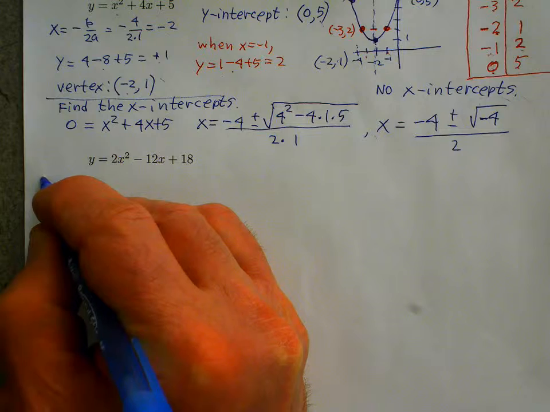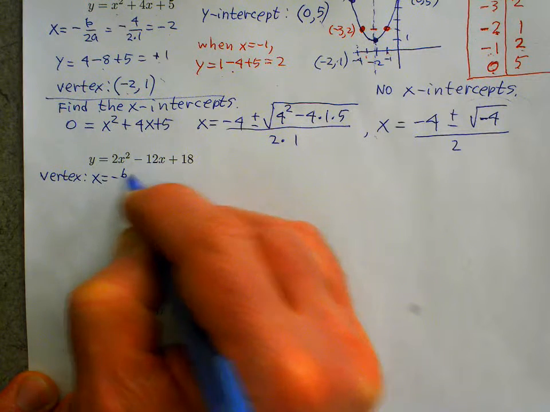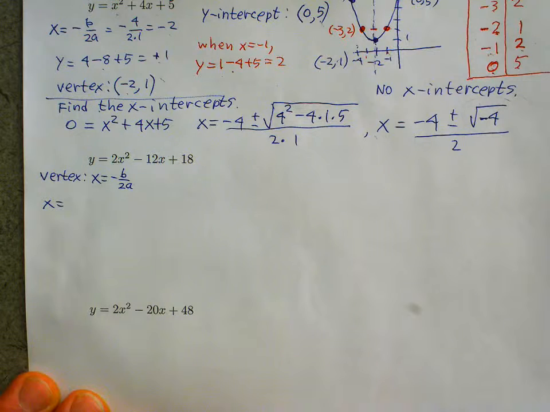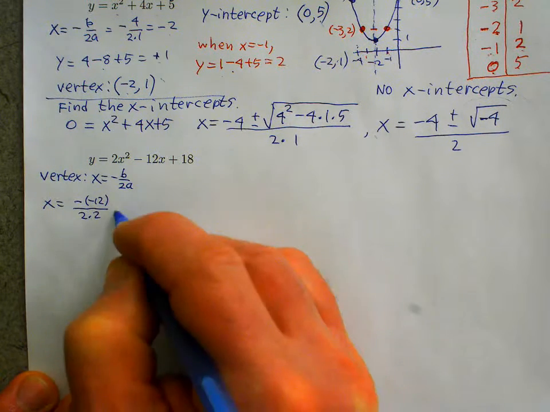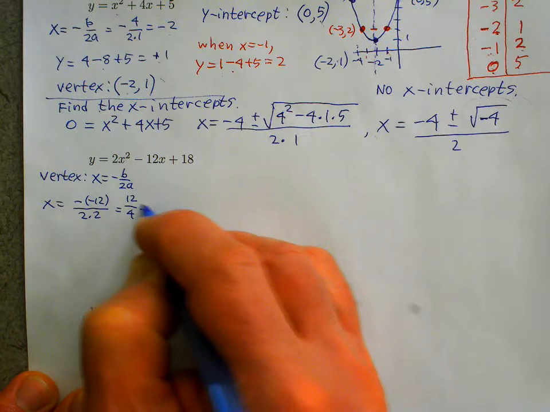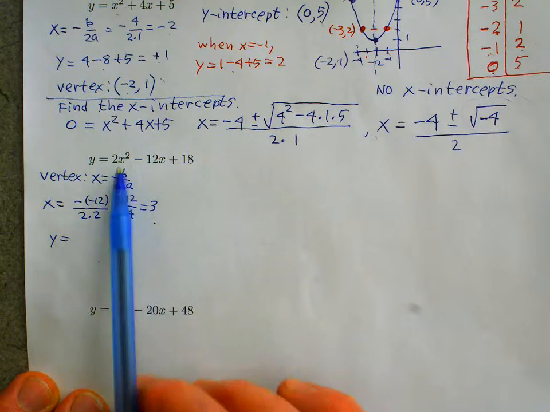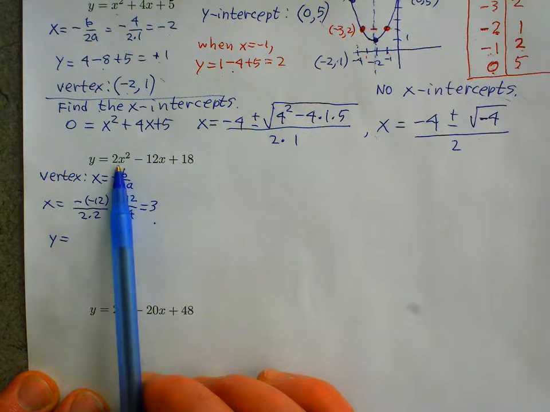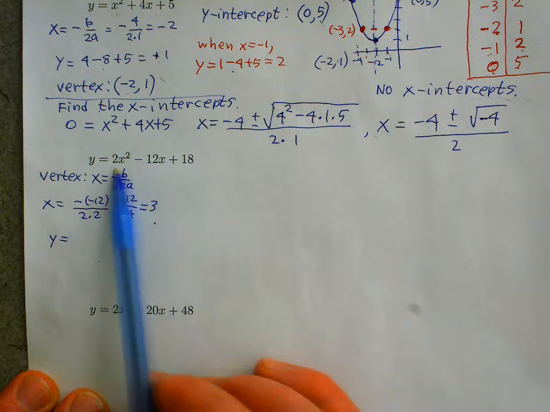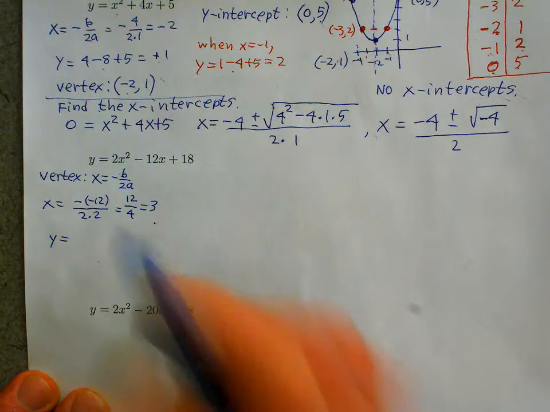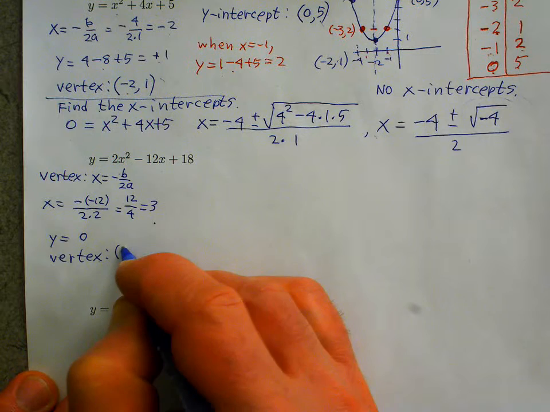Well, let's find the vertex first. The x-coordinate is -b over 2a. So the negative of -12 over 2 times 2, or 12 divided by 4, is 3. And then for the y-coordinate of the vertex, replace x with 3. So 2 times 3 squared is 18, minus 12 times 3 is 18 minus 36, which is -18, and -18 plus 18 is 0. So the vertex is the ordered pair 3, 0.